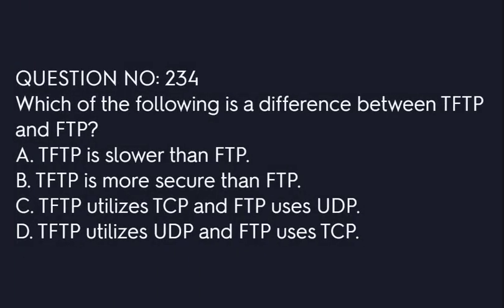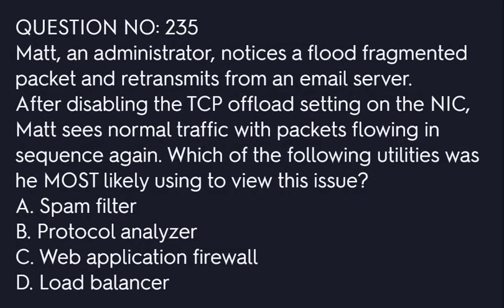Question 234. Which of the following is the difference between TFTP and FTP? A. TFTP is slower than FTP. B. TFTP is more secure than FTP. C. TFTP utilizes TCP and FTP uses UDP. D. TFTP utilizes UDP and FTP uses TCP. D. B.